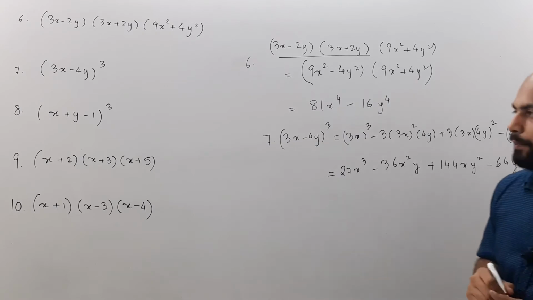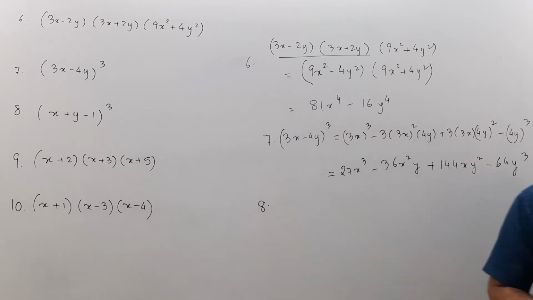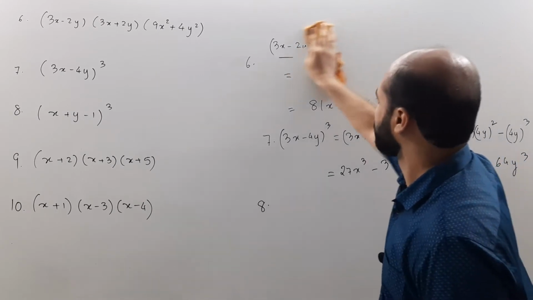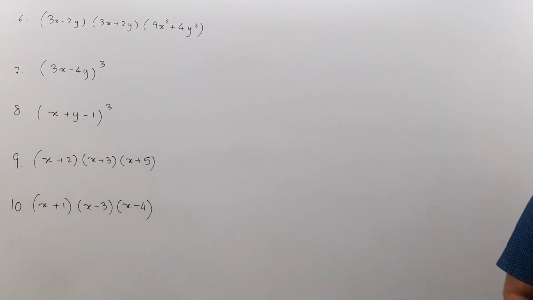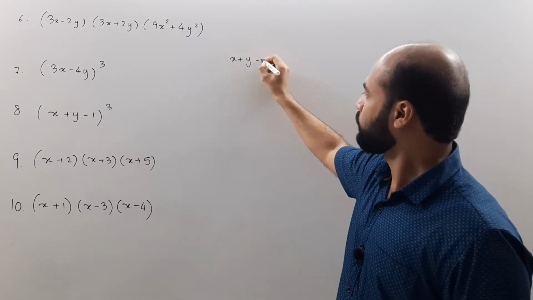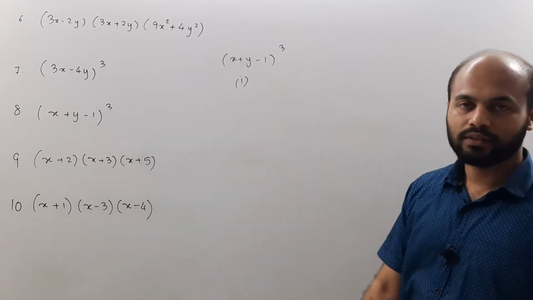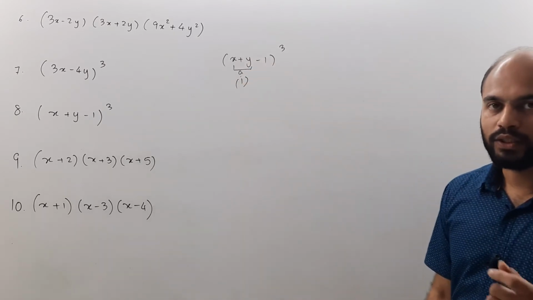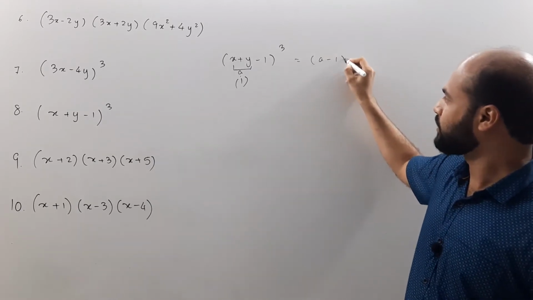If you clearly see, there can be two methods in which we can evaluate question number 8. Let us see what those two methods are. So we are interested in this part, x plus y minus 1 the whole cube. So this is the first one, although we are doing the same process. This is method number 1, wherein we choose this as some a. If I choose x plus y as a, the expression would look like a minus 1 the whole cube.